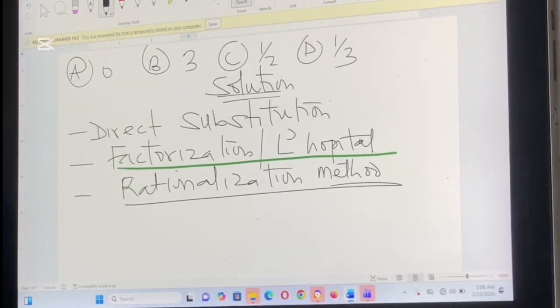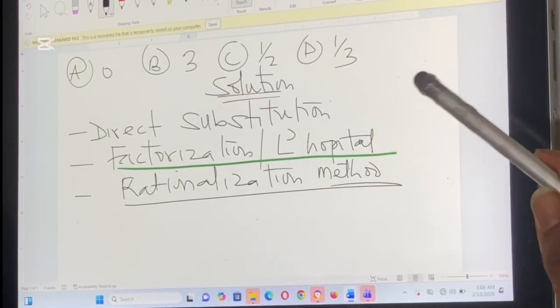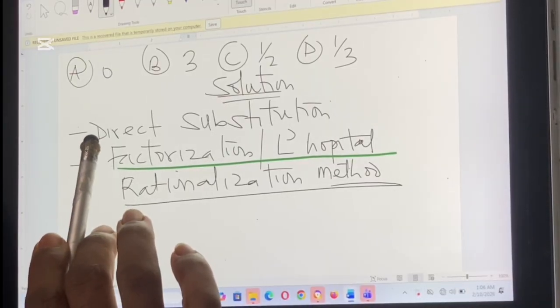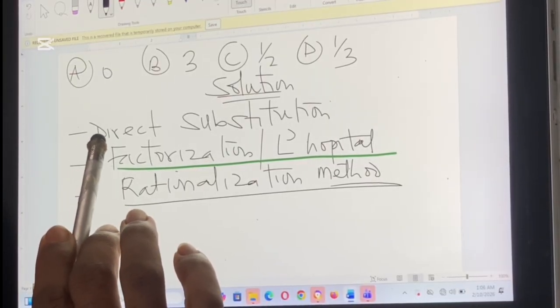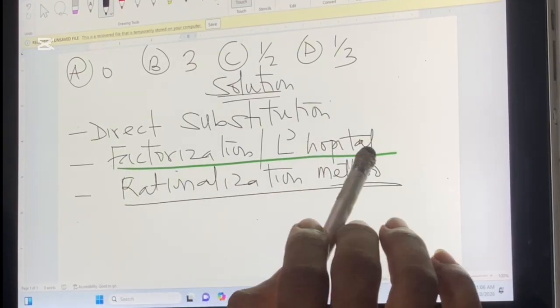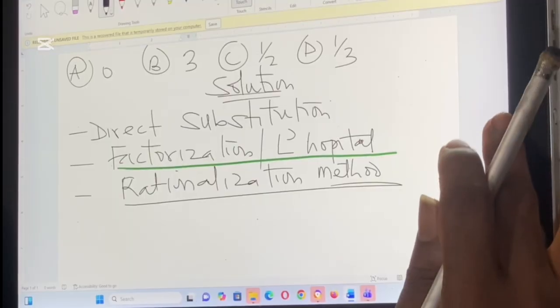So in our next video, we are going to understand how to solve limit at infinity. But whenever your value of s tends to a number, these are the methods we use to solve limits, either by direct substitution method or factorization method or rationalization method. Okay, now let's look into the question here.